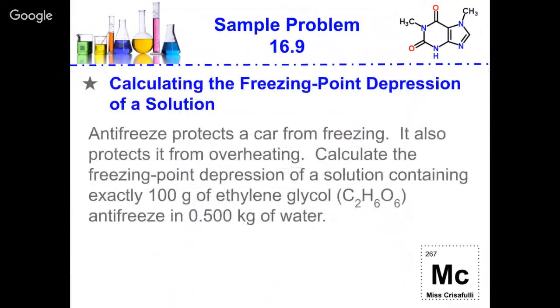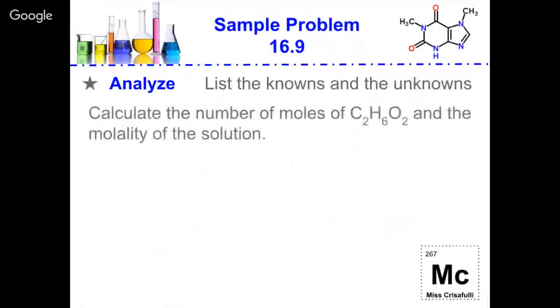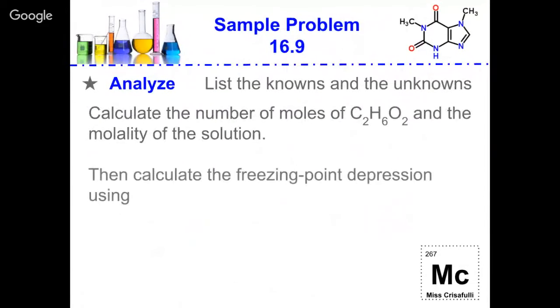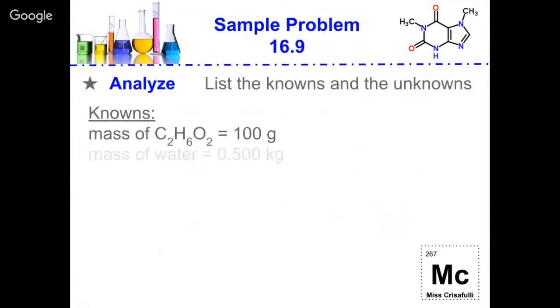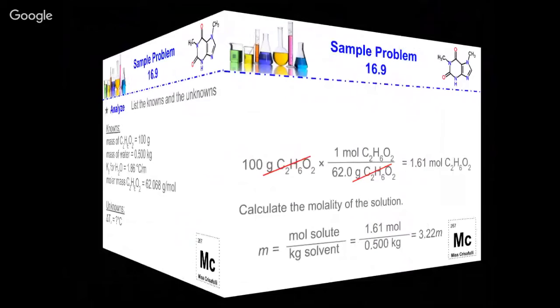All right, so now let's calculate the freezing point depression of a solution containing 100 grams of ethylene glycol in 0.5 kilograms of water. So we're going to calculate the number of moles. Then we're going to calculate the freezing point depression using the formula delta Tf equals Kf m. So we're going to list out our knowns and our unknowns as always. And then we're going to set it up.